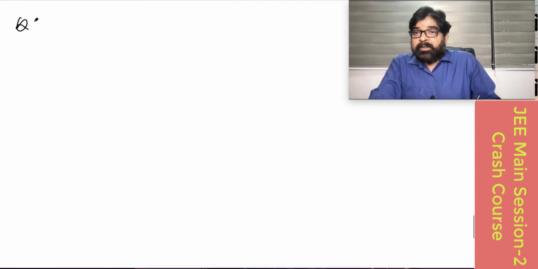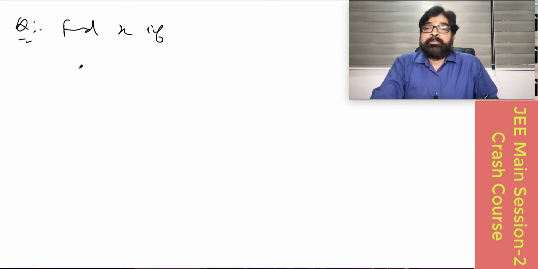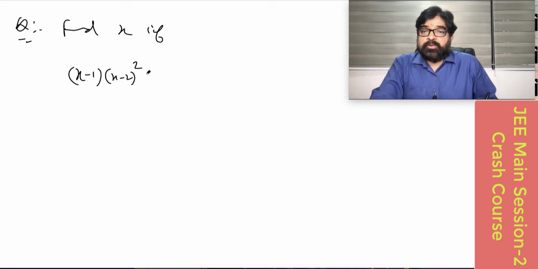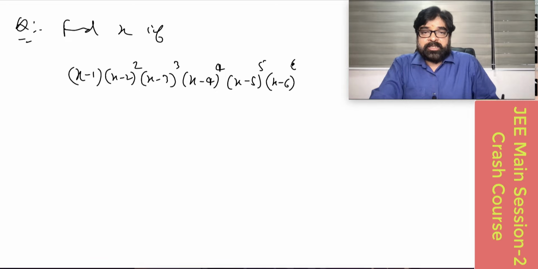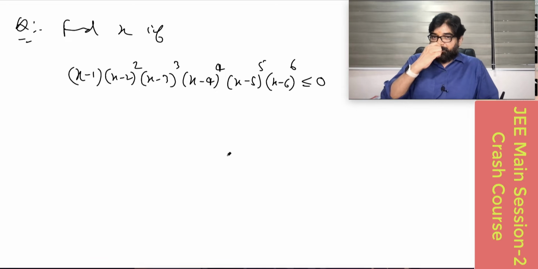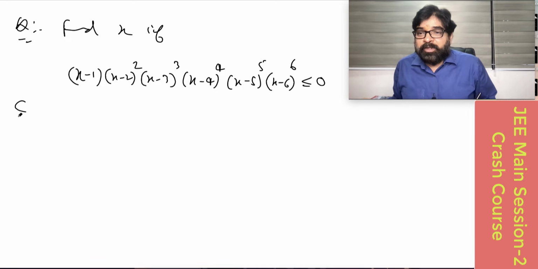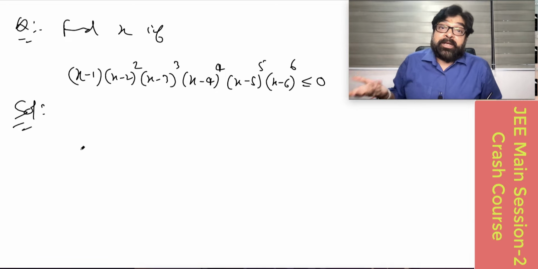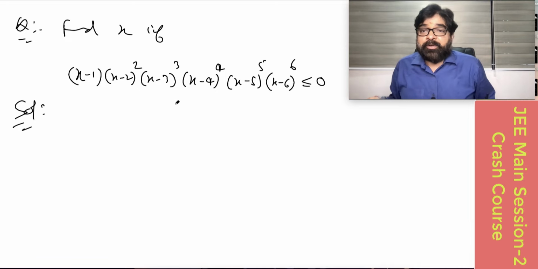Okay, let's see more questions on this. First, suppose they are saying find x if (x minus 1) into (x minus 2) power 2 into (x minus 3) power 3 into (x minus 4) power 4 into (x minus 5) power 5 into (x minus 6) power 6 is less than or equal to 0. Something like this, very simple. I don't want to give a complicated form where time is taken for calculation. The concept we have to understand.